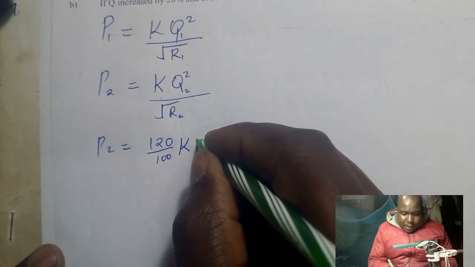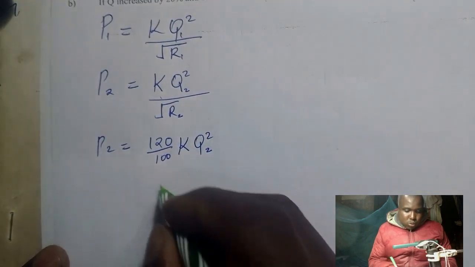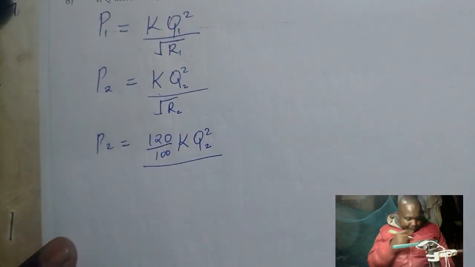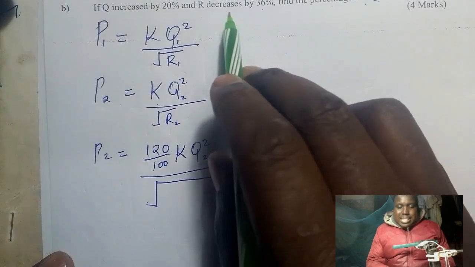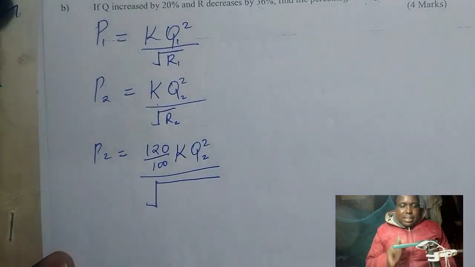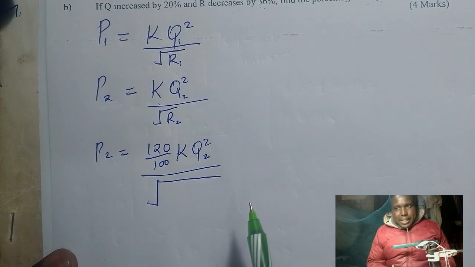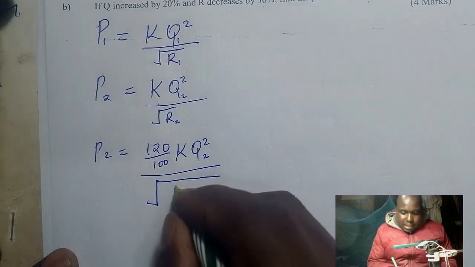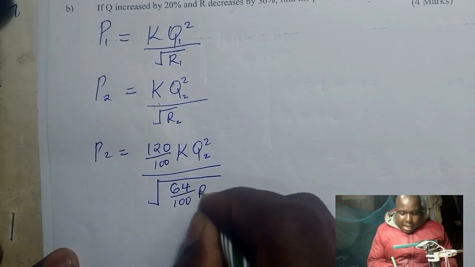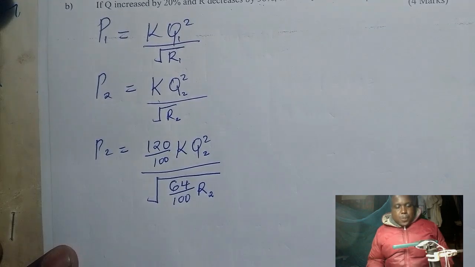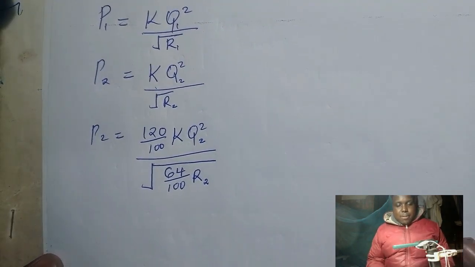K Q2 squared, and we divide by the square root. R was decreased by 36%. So when you decrease by 36%, that is 100 minus 36, that is 64 over 100, R2. Yes, that's what we are going to have.